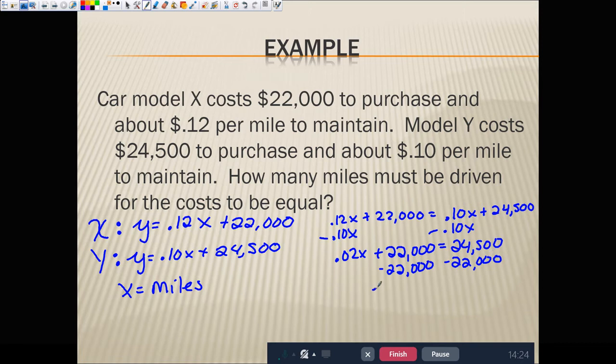And 0.02x equals 2,500. Then I'm going to divide by 0.02. And x is going to equal 125,000 miles.